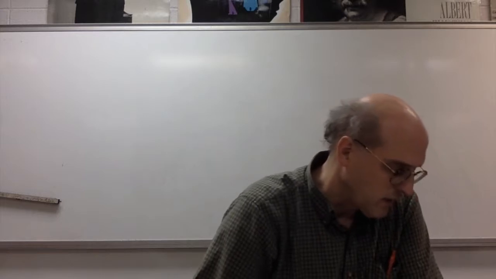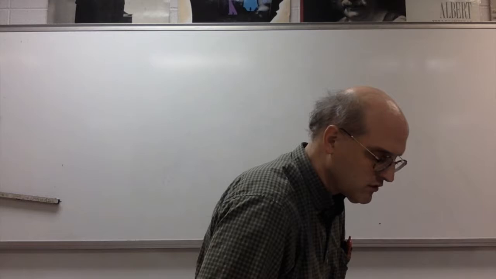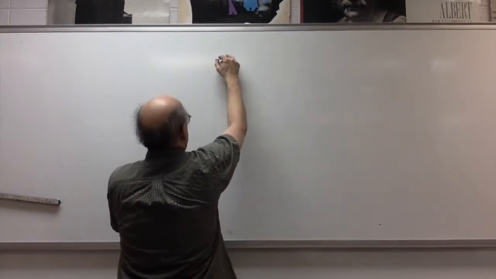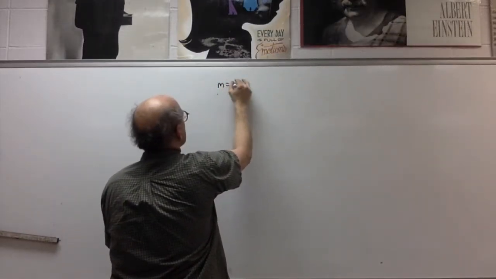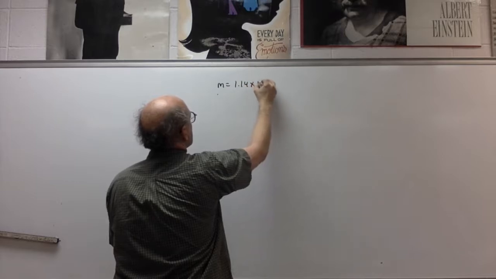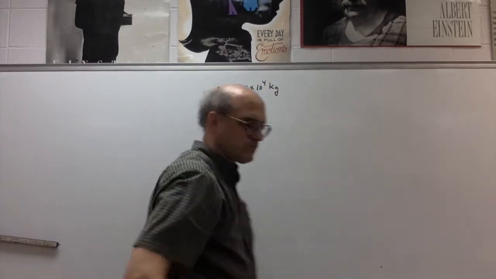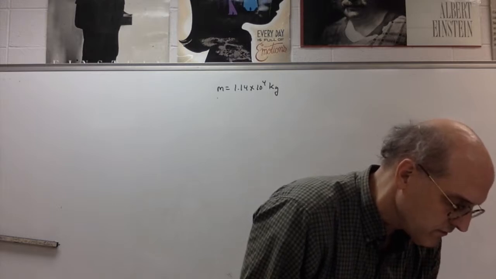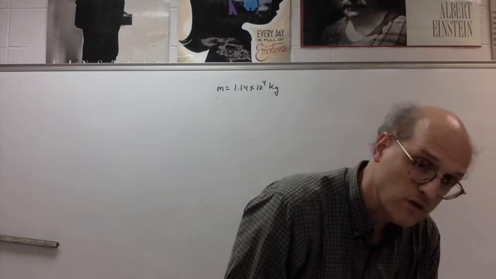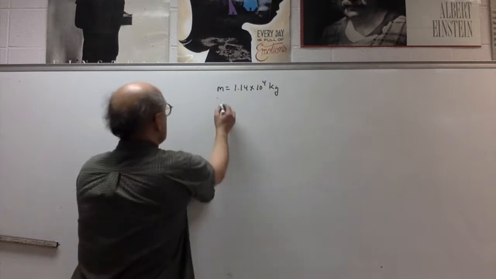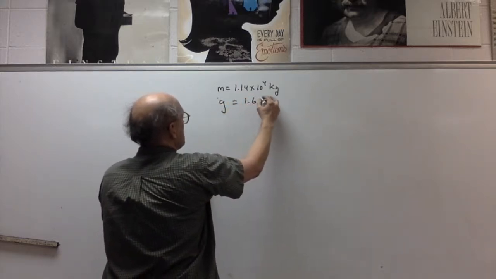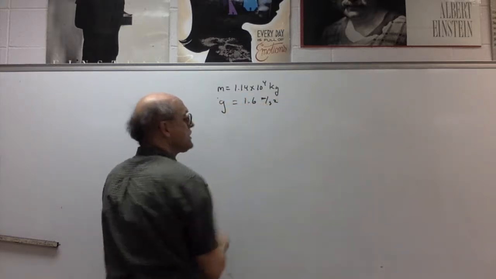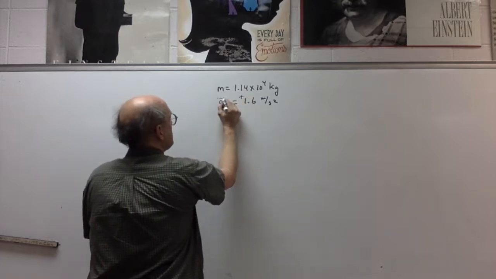Chapter 4, problem number 93. A 1.14 times 10 to the fourth kilogram lunar landing craft is about to touch down on the surface of the moon, where the acceleration due to gravity is 1.6 meters per second squared. I'm going to call down positive in this problem.